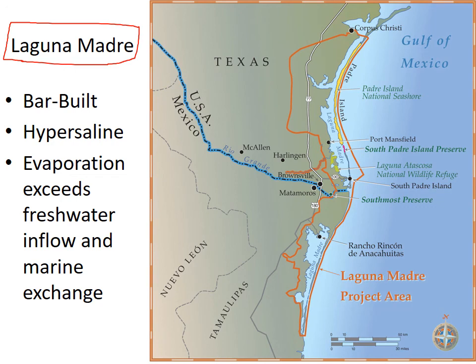Laguna Madre is in Texas and Mexico. It's kind of like a complex network of bar-built estuaries along the coastline there. And this is a really, really hot, dry area of the world. So there's not a whole lot of river input to these estuaries. And evaporation sometimes exceeds freshwater inflow to the estuaries, so the estuaries can actually get saltier than the Gulf of Mexico.